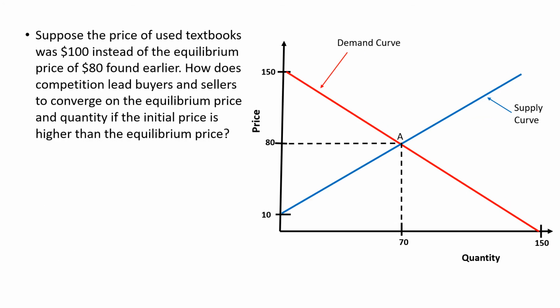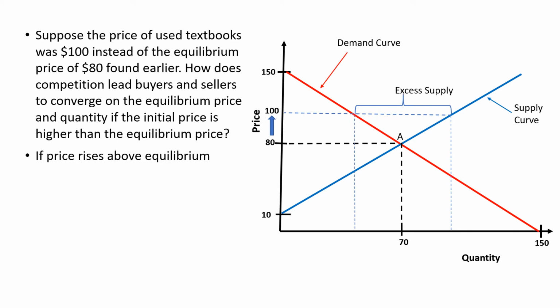Now, suppose the price of used textbooks was $100 instead of the equilibrium price of $80 that we found earlier. How does competition lead buyers and sellers to converge on the equilibrium price and quantity if the initial price is higher than the equilibrium price? Suppose the price rises above the equilibrium price of $80, let's say to $100. We're going to have excess supply, and we call that excess supply because the quantity supplied, QS, will be greater than the quantity demanded, QD.